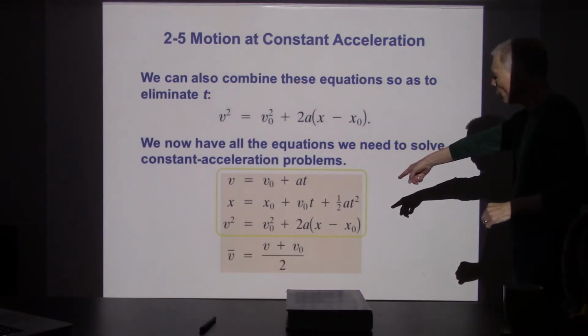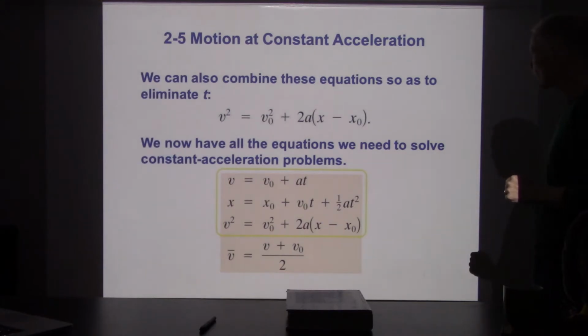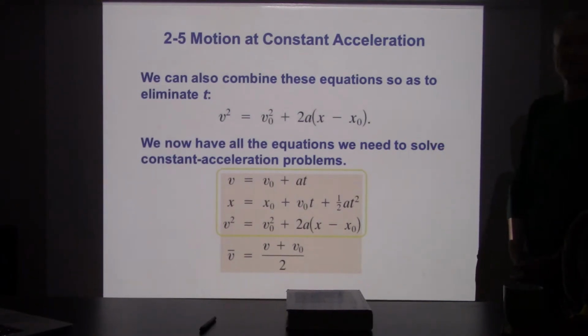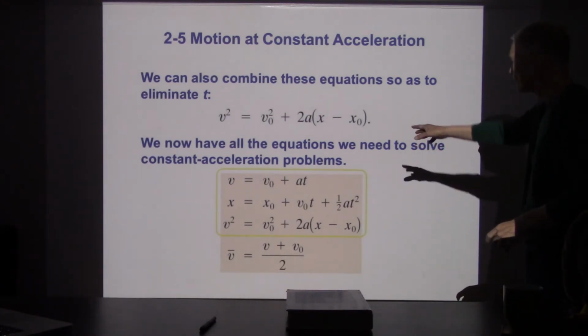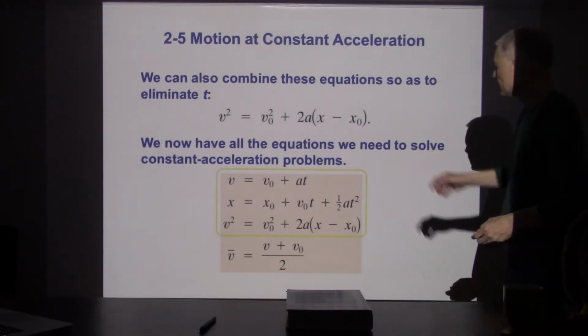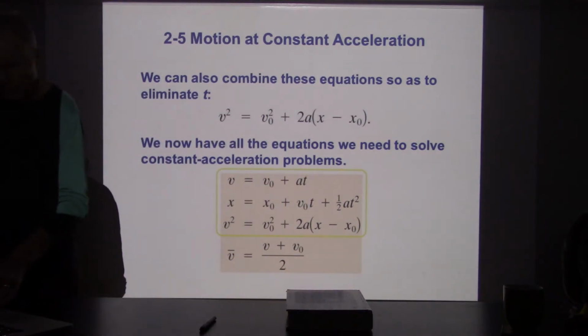Now there's a fourth one, and some textbooks like to use this, some not so much. There is a fourth equation that can also be used, and that's the average velocity. Occasionally I find use for that, but I almost always, 95% of the time, I'm able to get everything solved using those first 3 formulas.